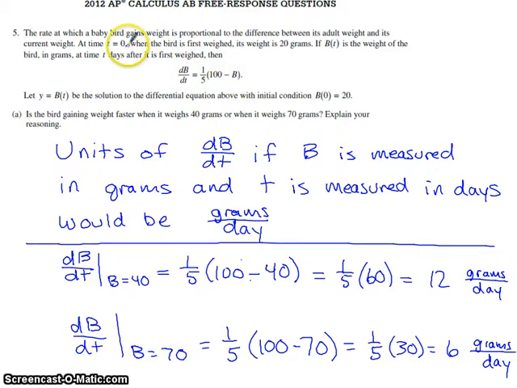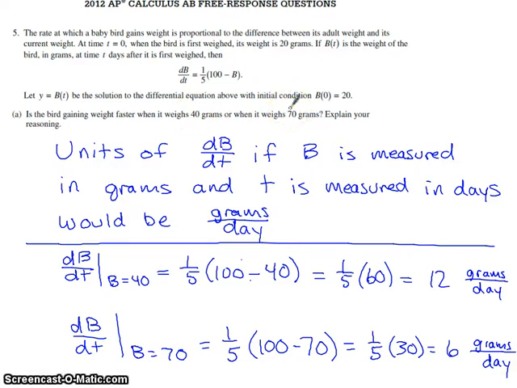They tell you up here that when t is equal to 0, the initial weight of the bird is 20 grams. And then they go on to say that the solution to this is going to be a formula that would model the actual weight of the bird at any time t. So in part A, it wants us to figure out if the bird is gaining weight faster when it weighs 40 grams or when it weighs 70 grams. If we can determine what the rate of change of the weight of the bird is at these two weights, we're going to be able to answer that question pretty easily.